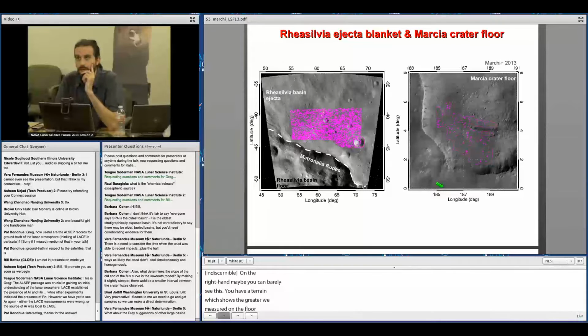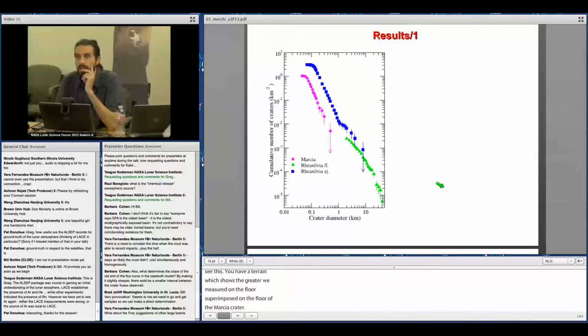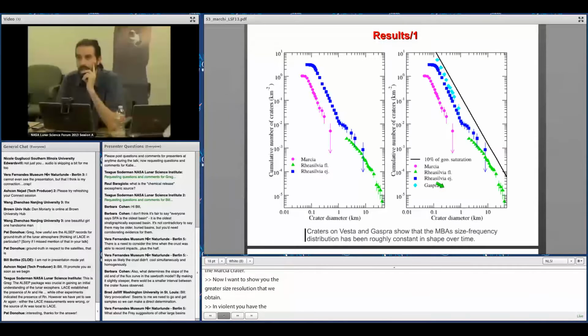Now, I want to show you the crater size frequency distribution that we obtained. In violet, you have Marcia crater. In blue, you have the ejecta blanket of Rheasilvia. And in green are large craters that we previously measured on the floor of Rheasilvia itself. The next thing is we can compare this with another asteroid, Gaspra, which is shown here in light blue. And the solid curve shows the saturation level.